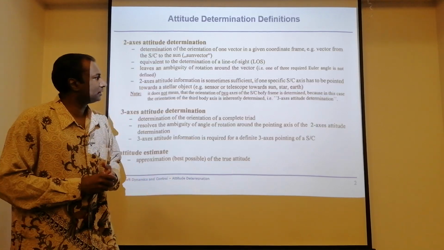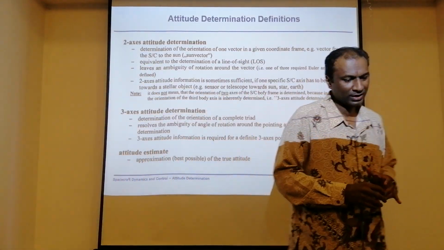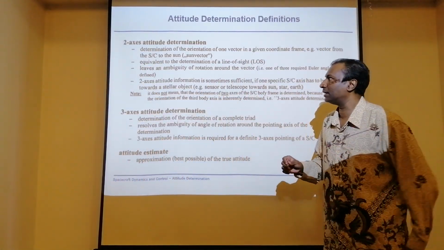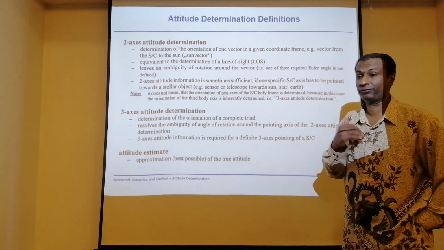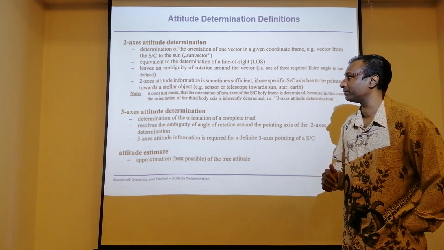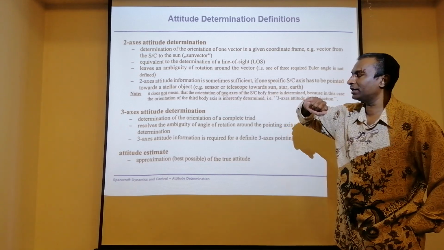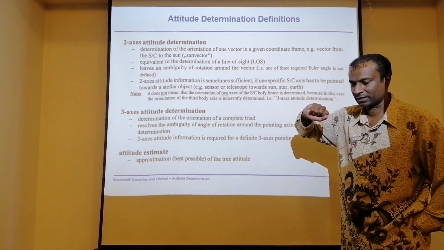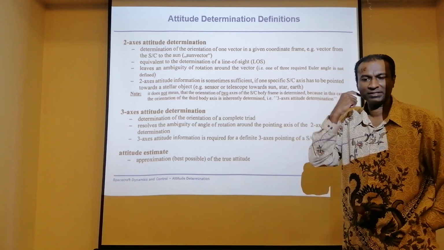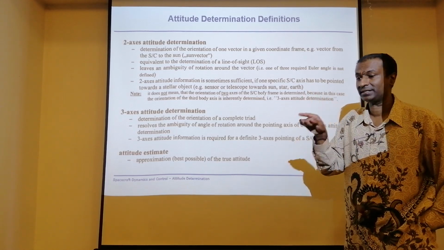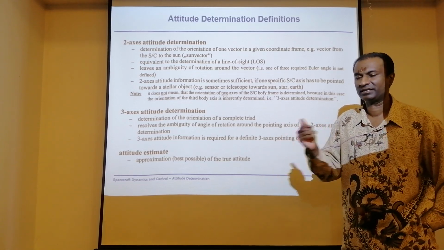Okay, go on. If you look at attitude, there is what kind of attitude we can find. You can do two-axis attitude determination. Of course, the best would be three-axis attitude determination. Now, for example, two-axis attitude determination doesn't mean that you have two sensors. You can have only one sensor. It means that there is a particular axis that you are using as a reference.